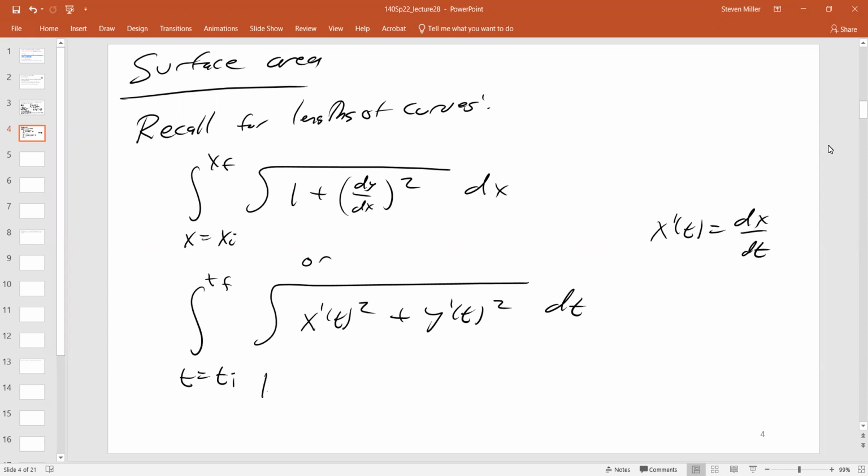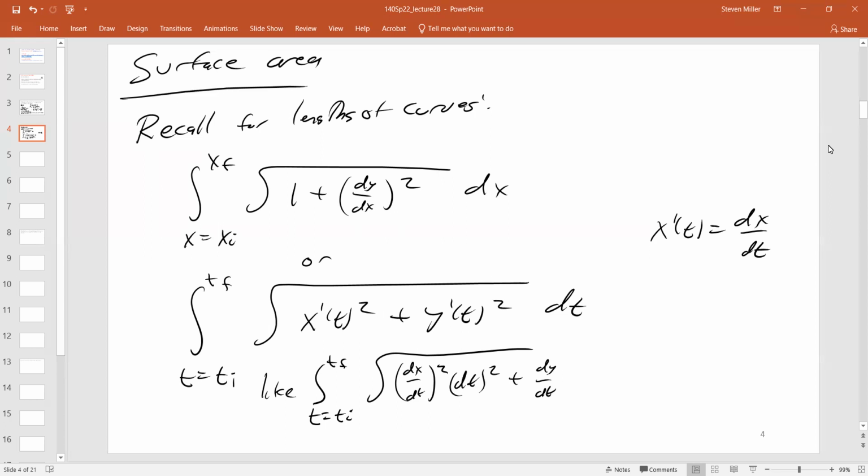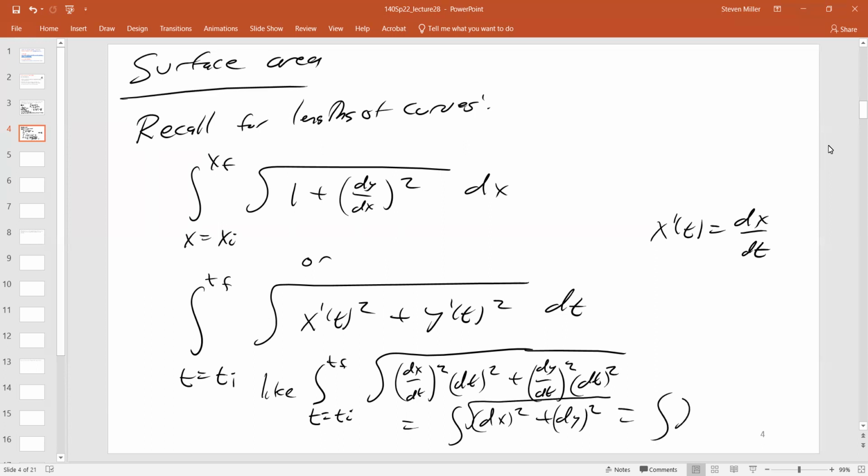So this is like the integral t goes from t initial to t final of the square root of dx dt squared plus dy dt squared, times dt squared, which is like the integral of the square root of dx squared plus dy squared. And if I pull out the dx, it's like the square root of 1 plus dy dx squared, dx.